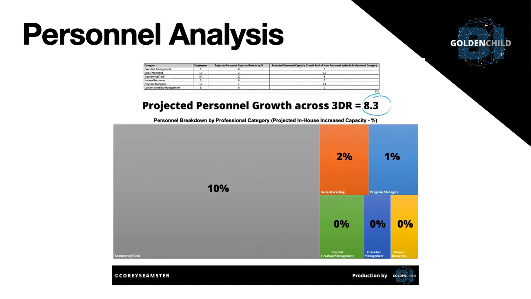Looking at the personnel analysis, 3DR currently employs an estimated total of 118 people. For business case scenario experience, let's pretend 3DR's personnel breaks down in the categories depicted in the above image that represent all business operations. The projected personnel growth across 3DR is an additional 8.3 personnel. This shows a total of 10% growth in the engineering tech professional category, 2% growth in sales and marketing, and 1% growth in the program manager category. The remaining categories did not get affected by 3DR expansion efforts as they depict 0.